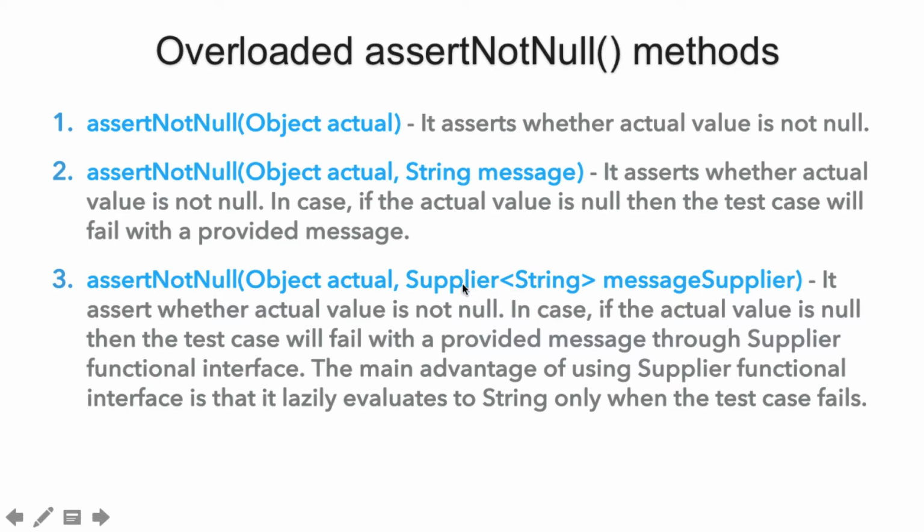So these two overloaded methods work exactly the same. But the third overloaded method has one advantage, that this Supplier functional interface gets lazily evaluated only when our test case fails. But here, this string message is evaluated every time, whether our test case fails or not.